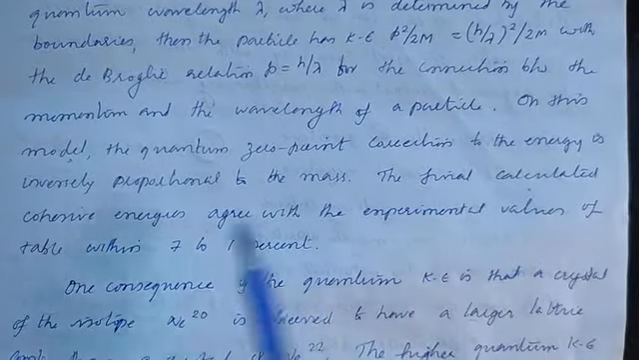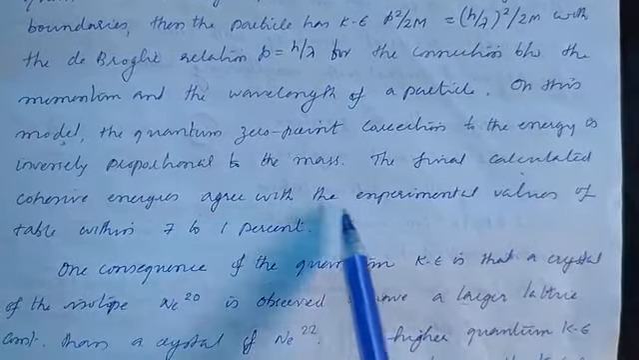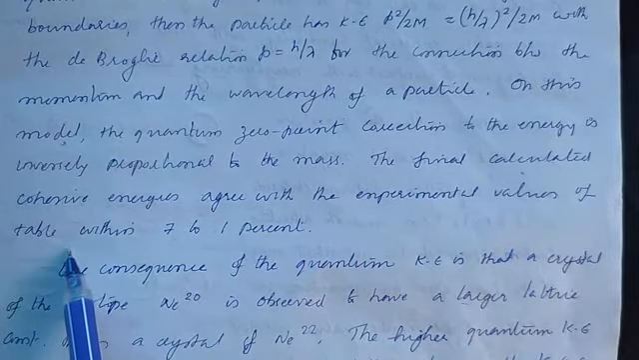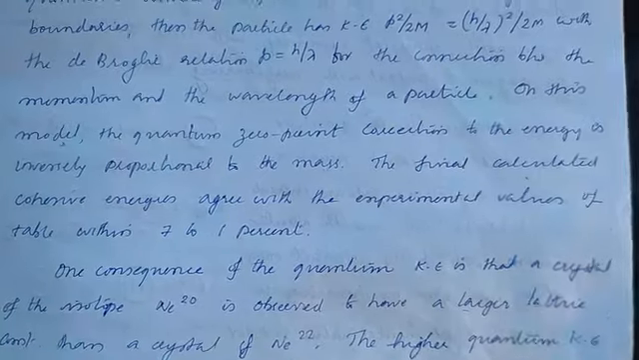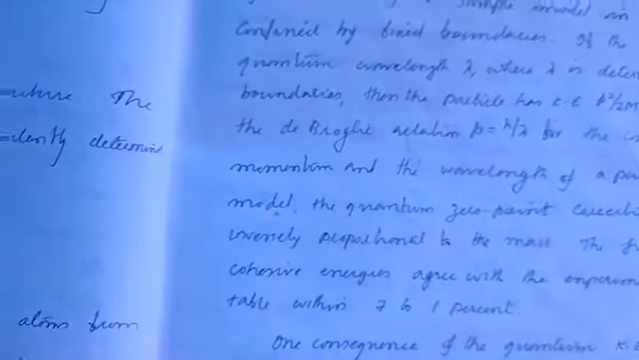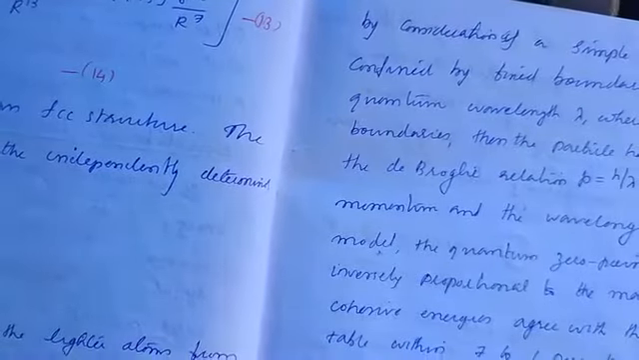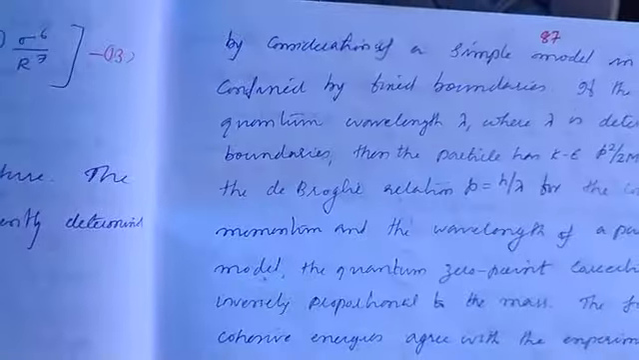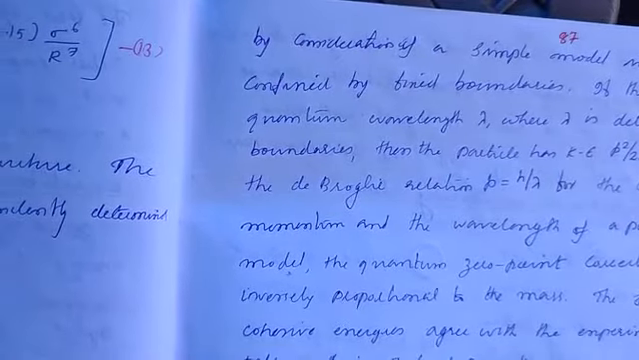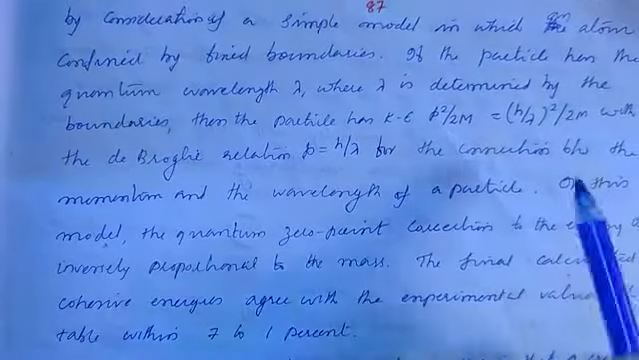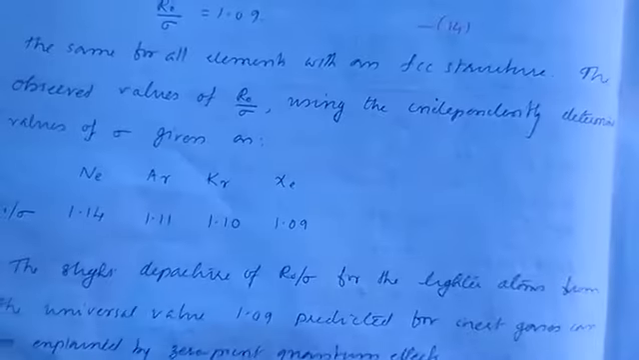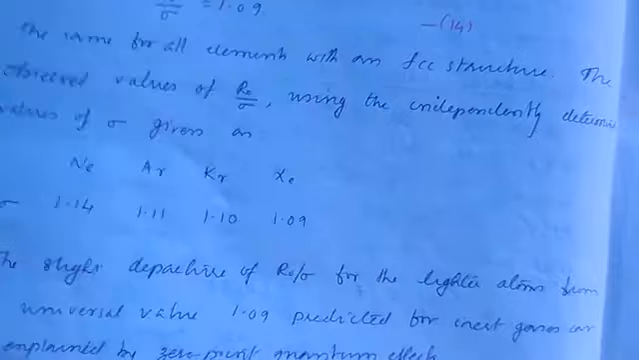The final calculated cohesive energy agrees with the experimental values in the table within 7 to 1 percent. So it is quite clear from these expressions that the quantum correction is inversely proportional to mass. As mass increases, the quantum correction is less and less. As the mass gets lighter, the quantum correction is more and more. So it is quite clear from this table.